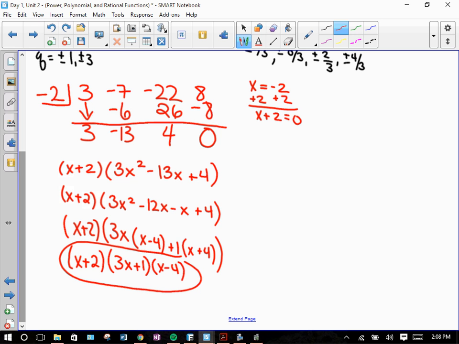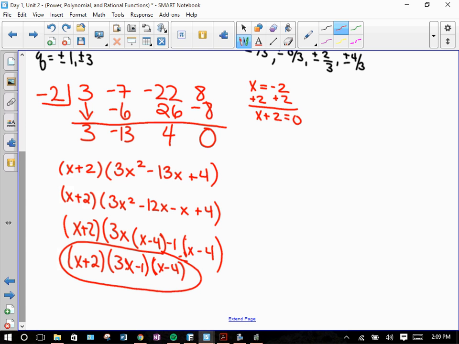Now, I've also killed Lucas. Right? And, oh, you're right. So this should actually be a minus 1 right there. Now it should be a minus 4. Thank you, good catch. So, that should be 3x minus 1. Alright, so there's my factored form.